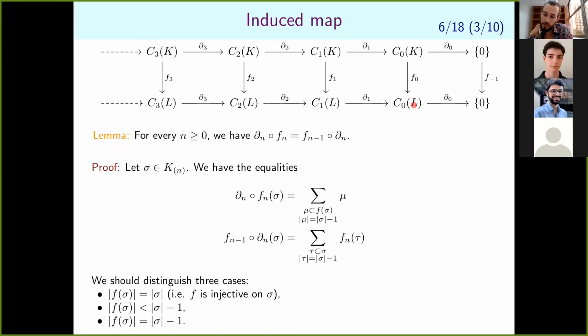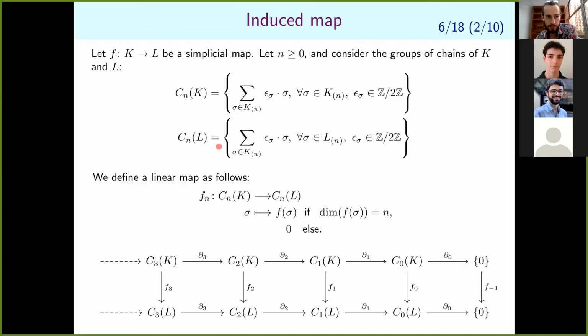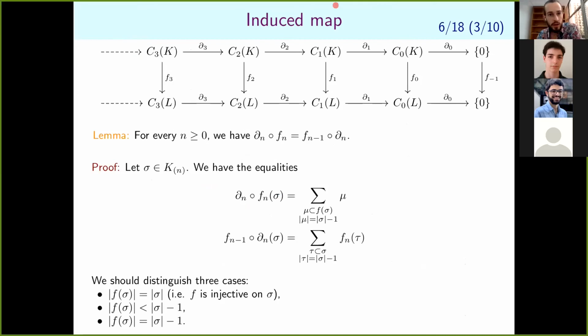Lucas asks if there is a relation between Fn and Fn minus one. There is no special relation between them. Fn, I define it here. So let me say that again. If F is any simplicial map, I can define maps between chains. And I have some other maps between chains, the boundary operators. And I say that the compositions are equal.